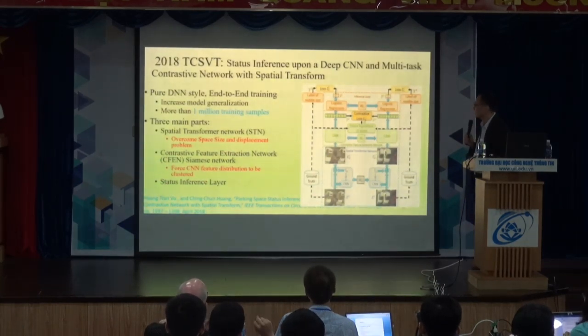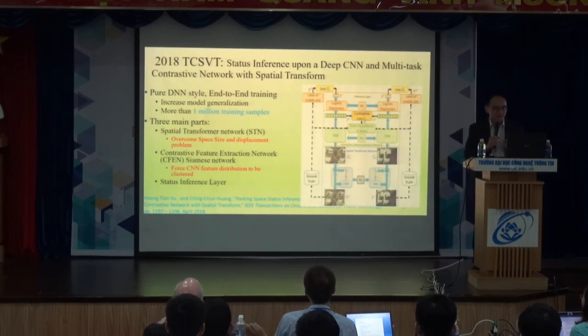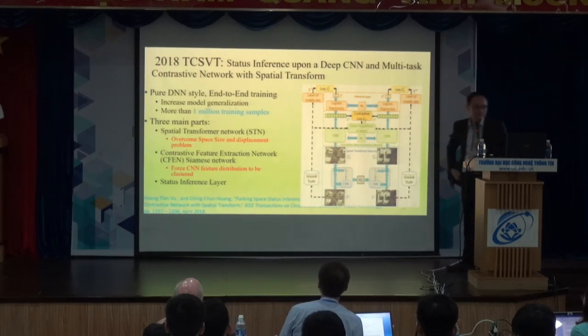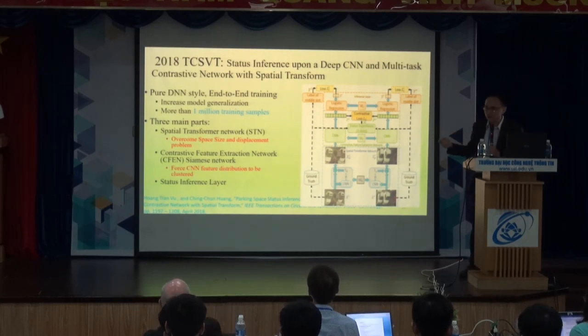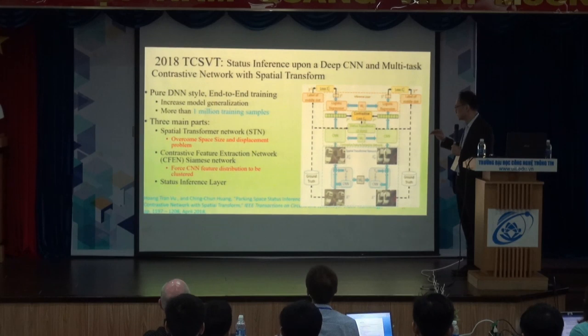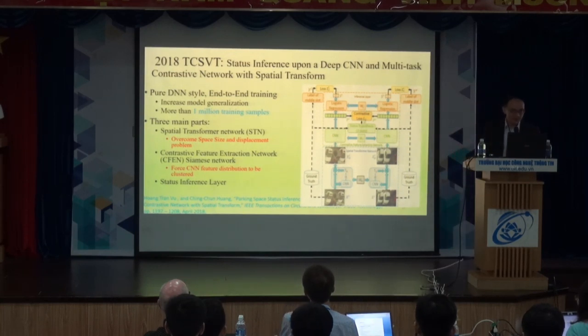So in 2018, we published another work. This work is totally based on the deep learning method, deep CNN, with some modification. We also introduced the contrastive network and spatial transformer network, and combined them into this deep learning framework. This is a totally end-to-end trained network, and the model generalization is increased. In this version, we don't use any human designed features. Everything is learned from the data. But the challenge is, in order to get very robust models, we use more than 1 million training samples.